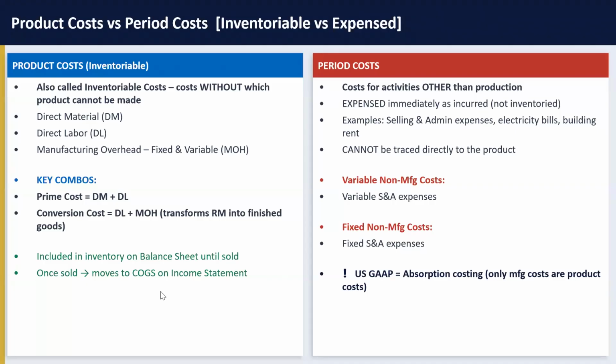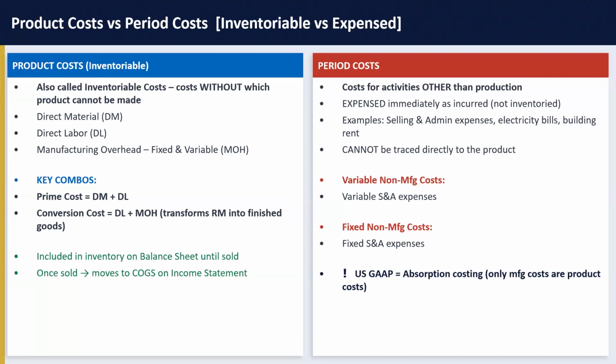Good. So cost incurred on production of the product. Very good. So product cost is nothing but the cost that we have spent on the product and that is becoming the part of the product itself. So what are these costs? So these are also known as our inventoriable costs.